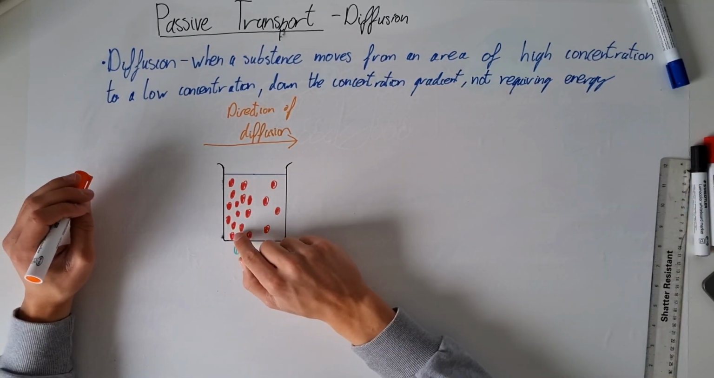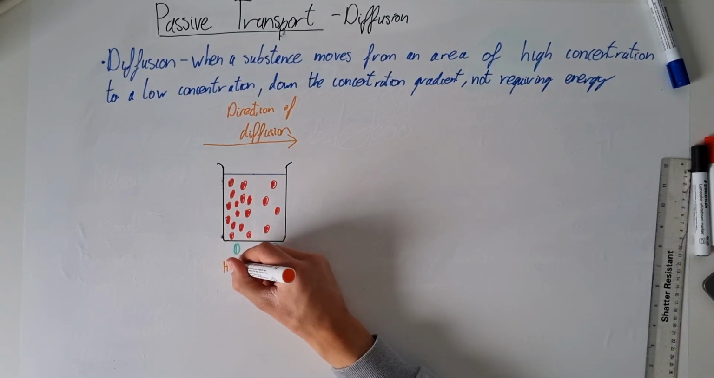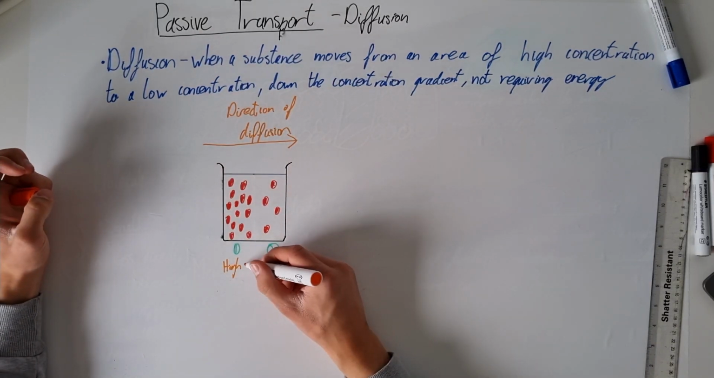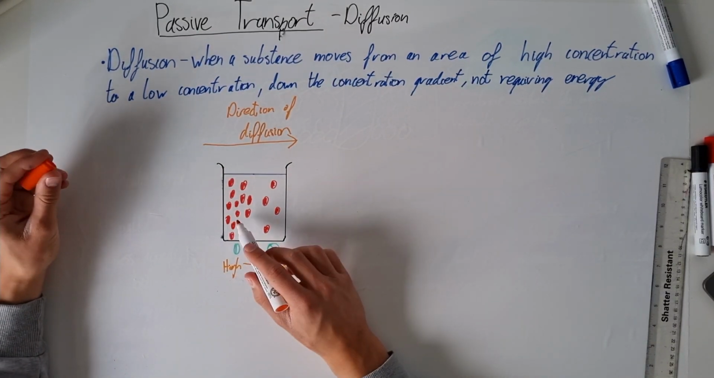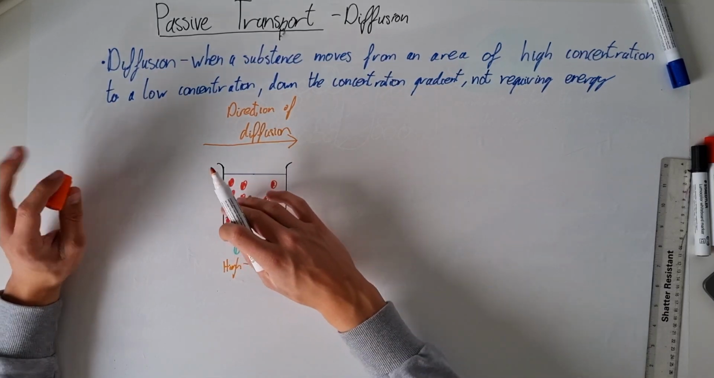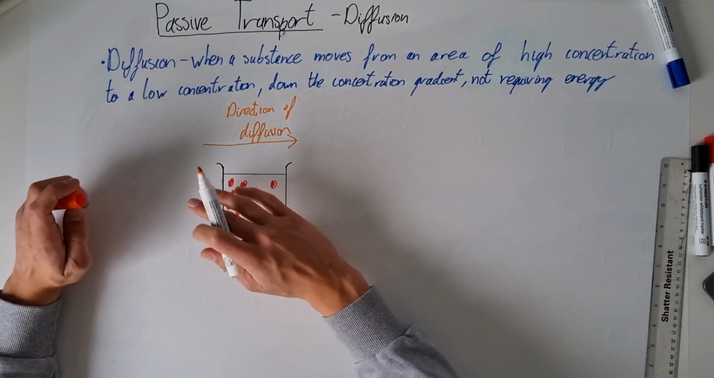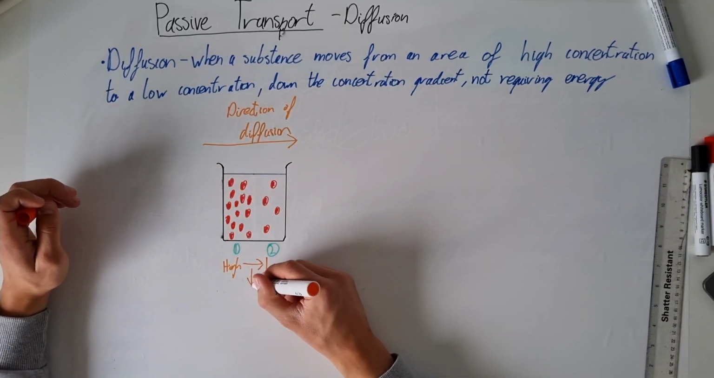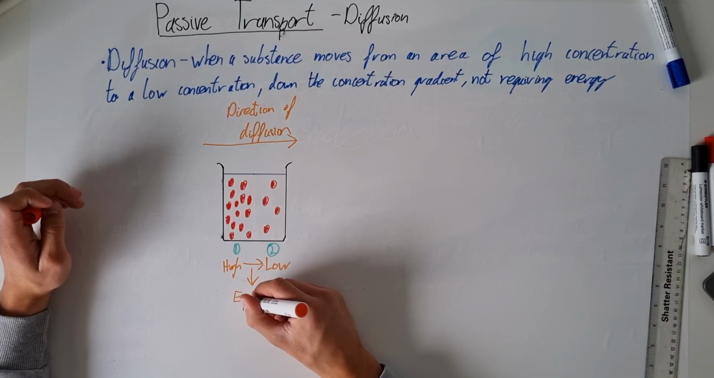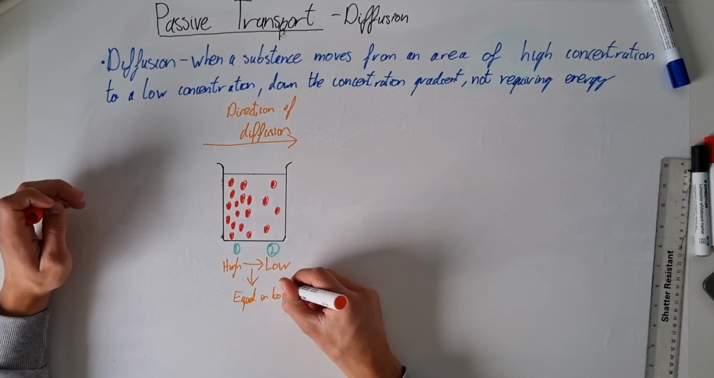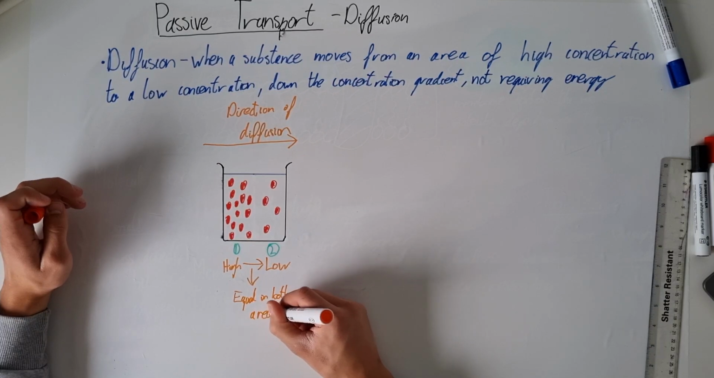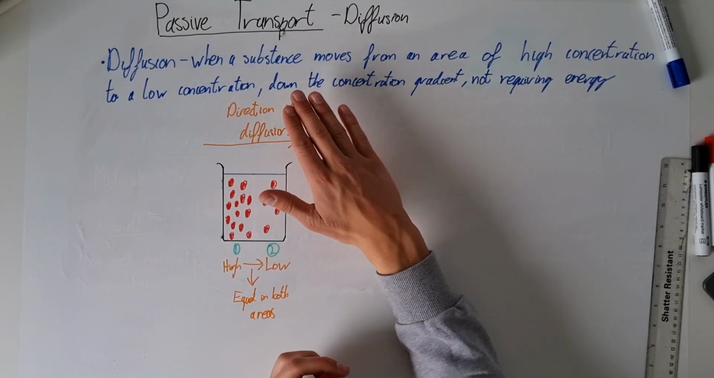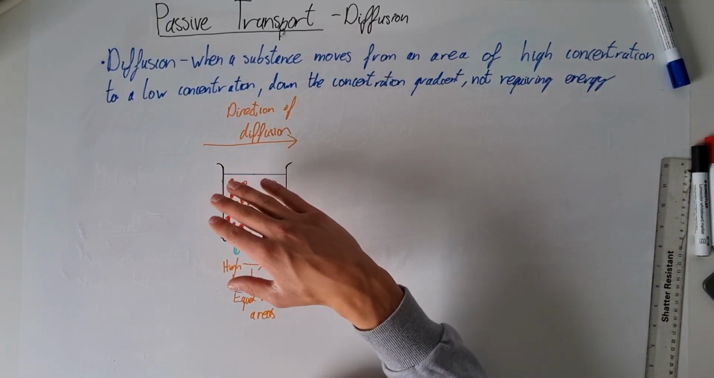It's because we have high concentration here in area 1 and we have low concentration here. But because the barrier has been removed, the molecules in the high concentration are going to spread all throughout, as well as the ones in low, until it's an equal concentration in both areas. And that's when diffusion will stop. So this makes sense for diffusion: it's when a substance moves from an area of high concentration to low concentration.